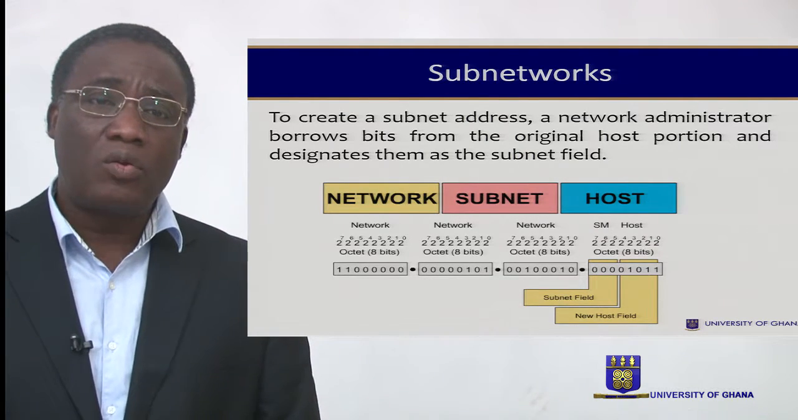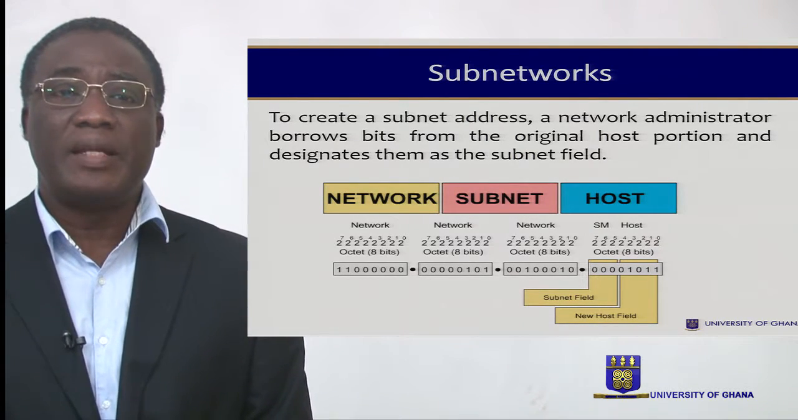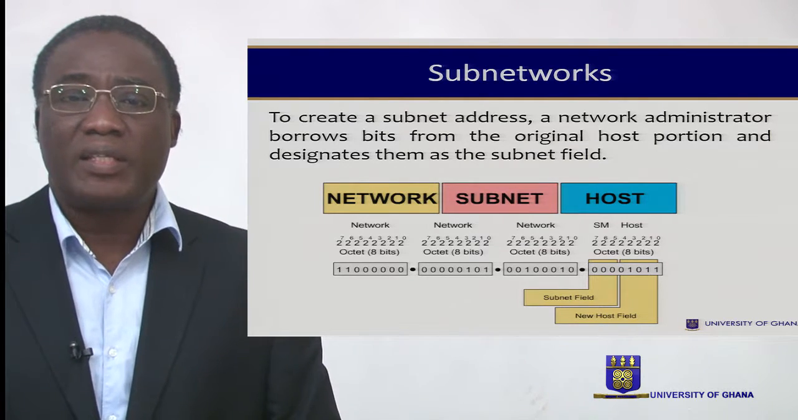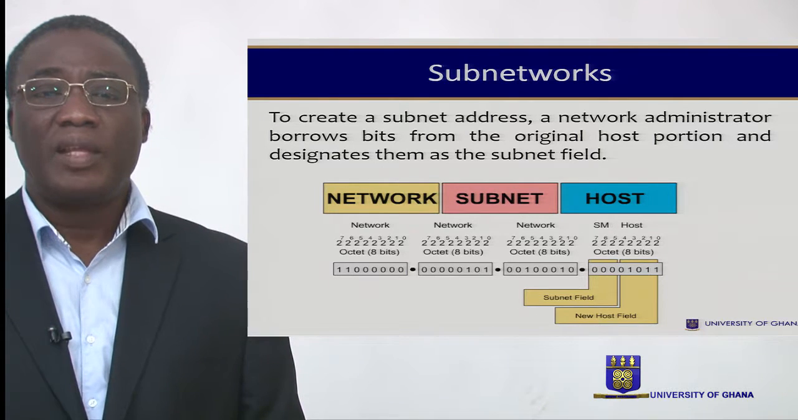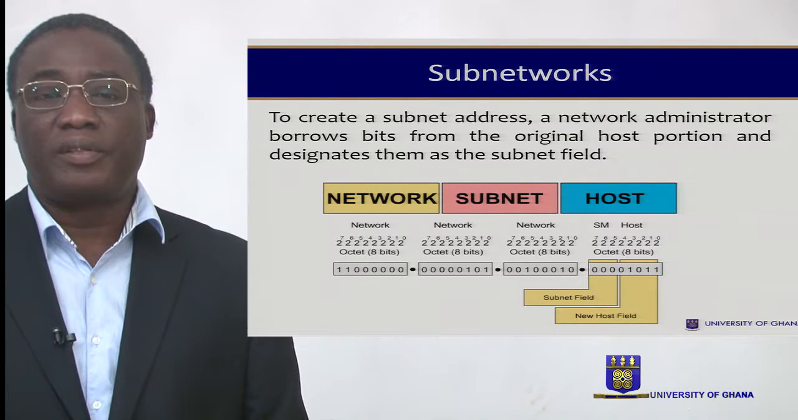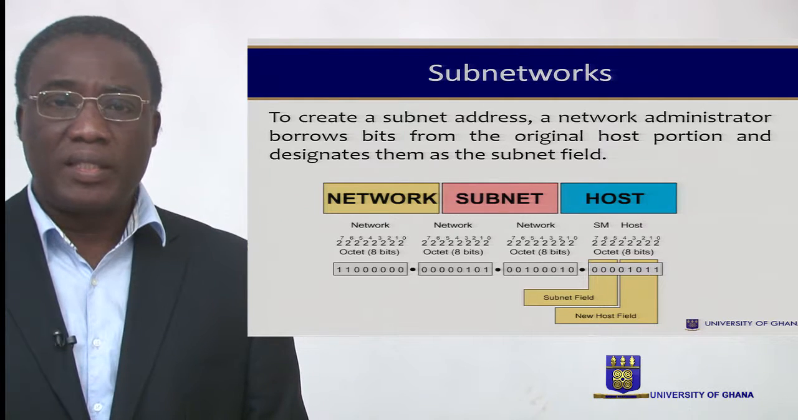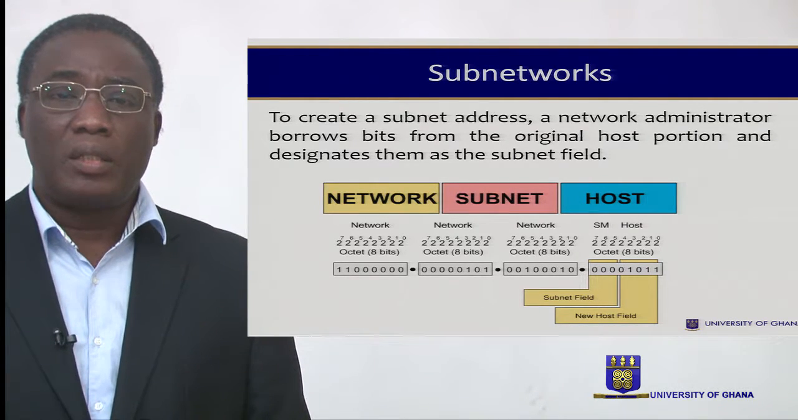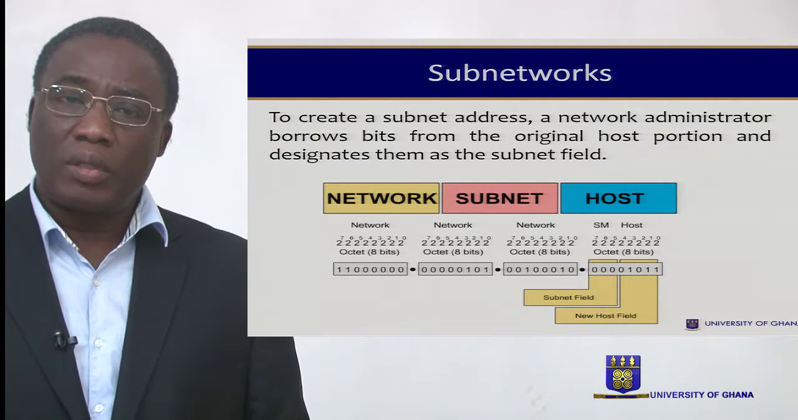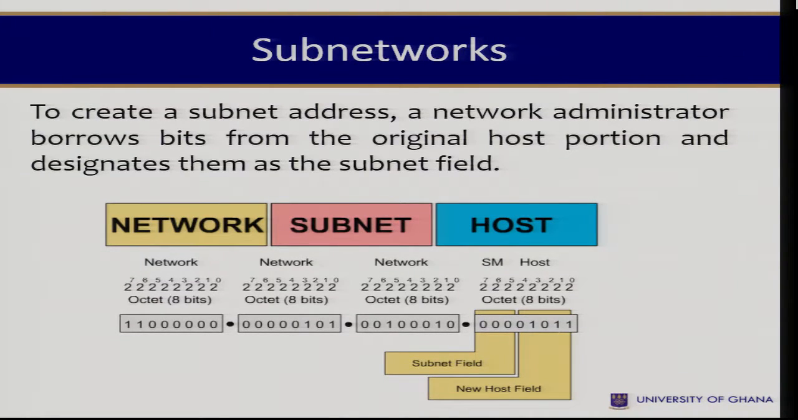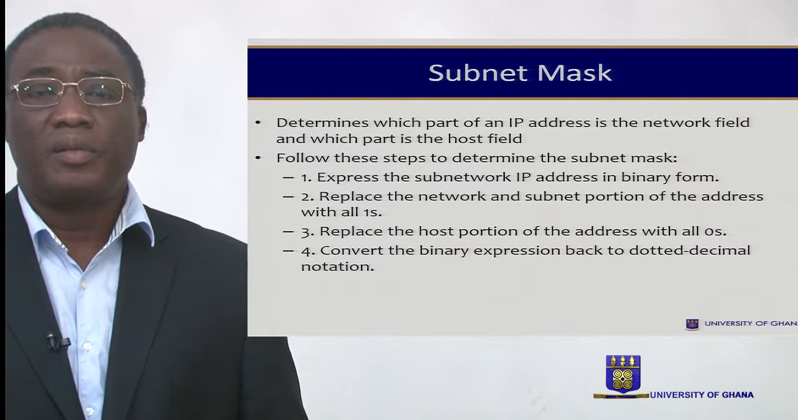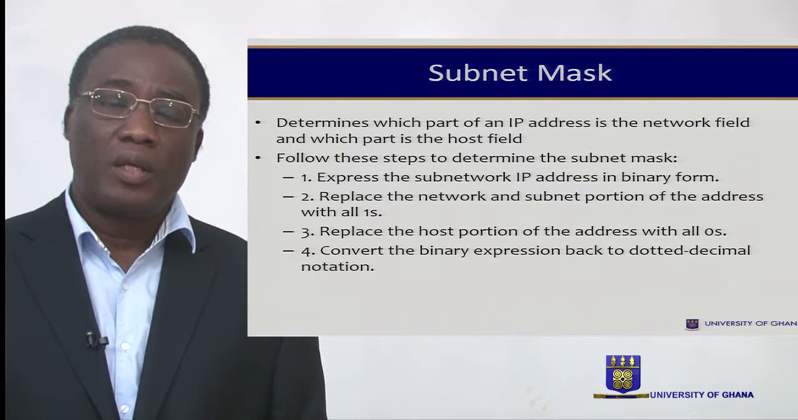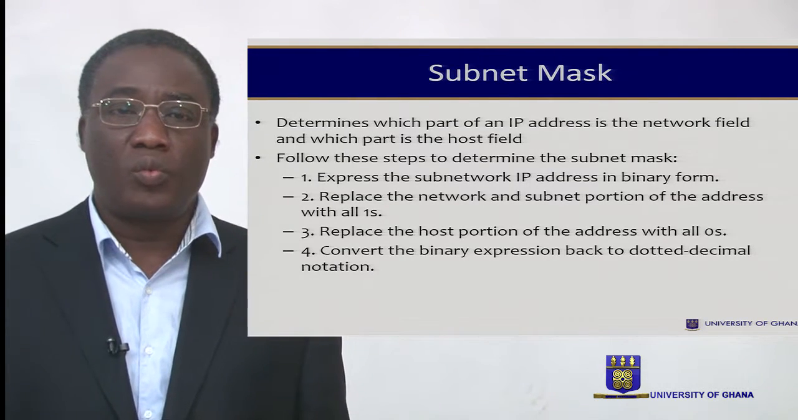So let's now look at this important issue of subnets. To create a subnet address, a network administrator must borrow bits from the original host portion and designate them as the subnet field. And you can see that in the diagram. So you borrow a certain number of bits from the host portion and call them a subnet field. You have to determine which part of an IP address is a network field and which part is a host field. To do that, there are a number of things you need to do.